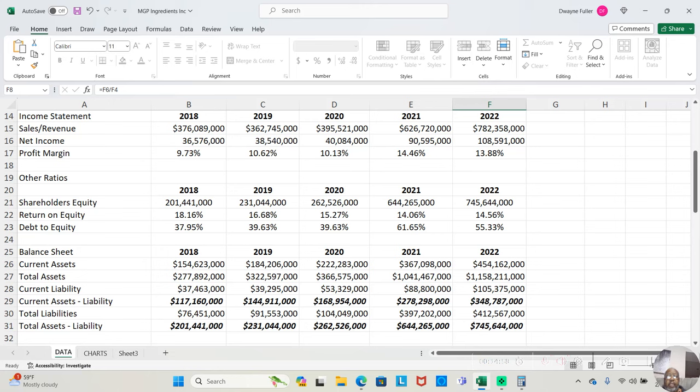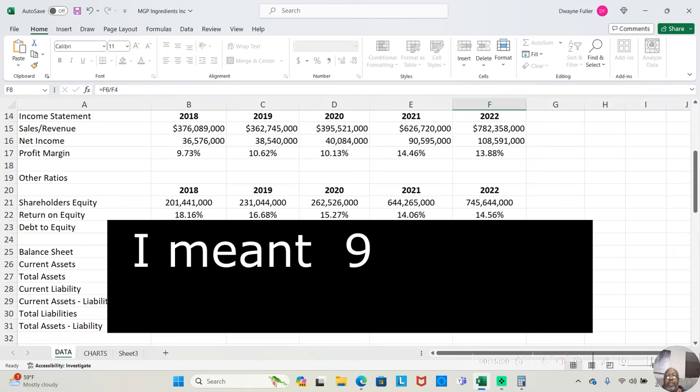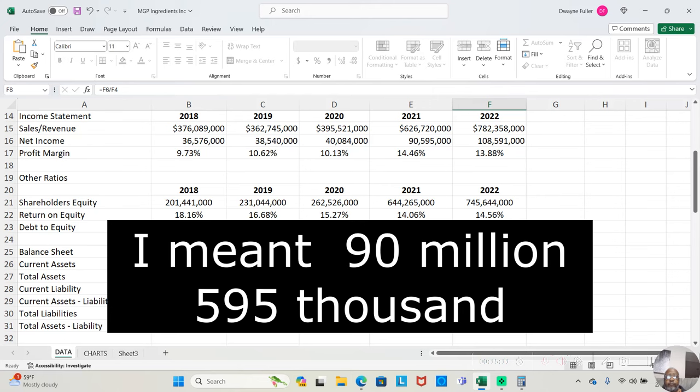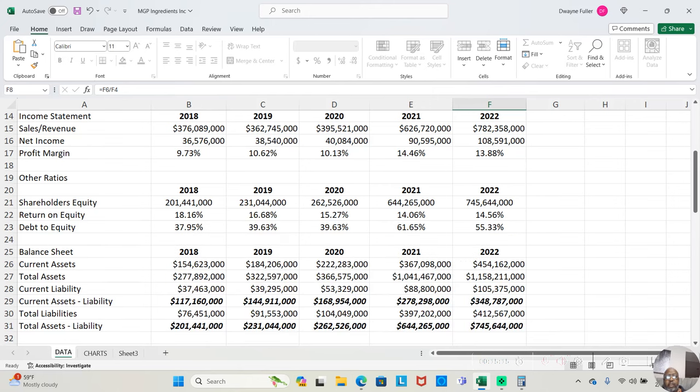$626,720,000. And of that money, they retained $90,559,000 after paying all expenses. So that was a decent net income, as well as a decent sales and revenue, giving them a profit margin that year of 14.46%, the best yet.